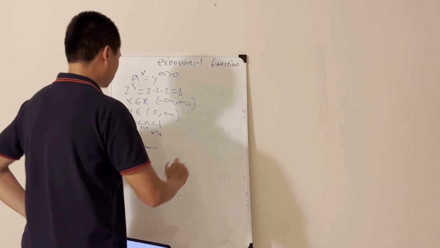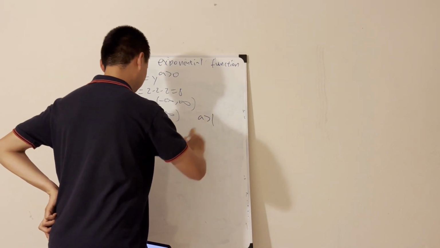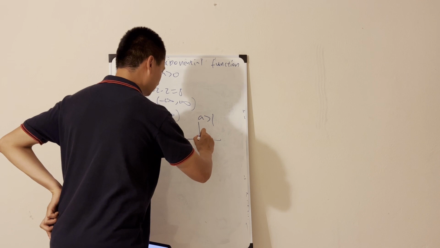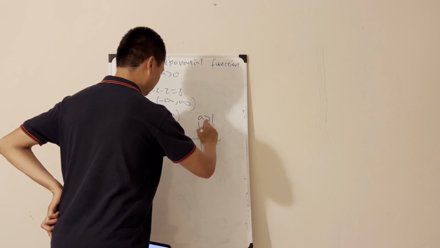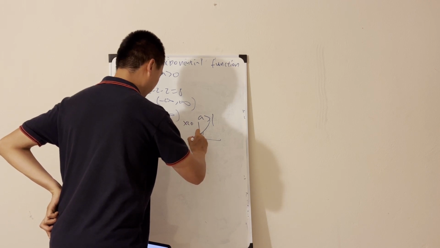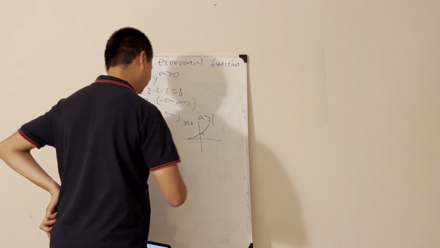Okay, let's look at when a is greater than 1. Okay, again, when x is 0, it's 1. But it quickly increases. But when x is less than 0, it decreases very quickly as it approaches 0.